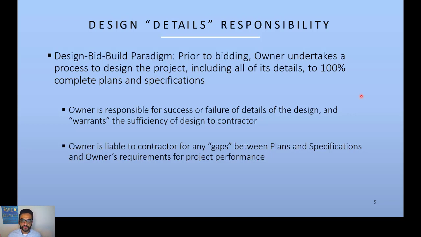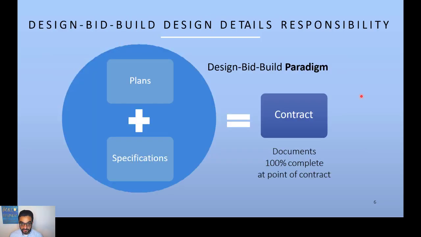and warrants the sufficiency of the design to the contractor. So the contractor is just pure contractor. They just take the design. It's kind of a recipe for building it. The owner is responsible or liable for any gaps between the design documents, plans and specs, and also the ability of these plans and specs to fulfill the owner requirements in terms of the end result.